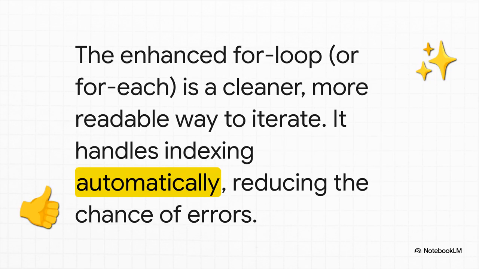Seriously, this is trap number 5. If you're still writing old school for loops with an index counter just to go through an array, you're making your life harder. Use the enhanced for loop, or the for-each loop. Instead of all that for (int i = 0...) business, you just write for (int number : numbers). It's so much cleaner, way easier to read, and the best part, it makes those off by 1 errors literally impossible because you're not touching the index at all.